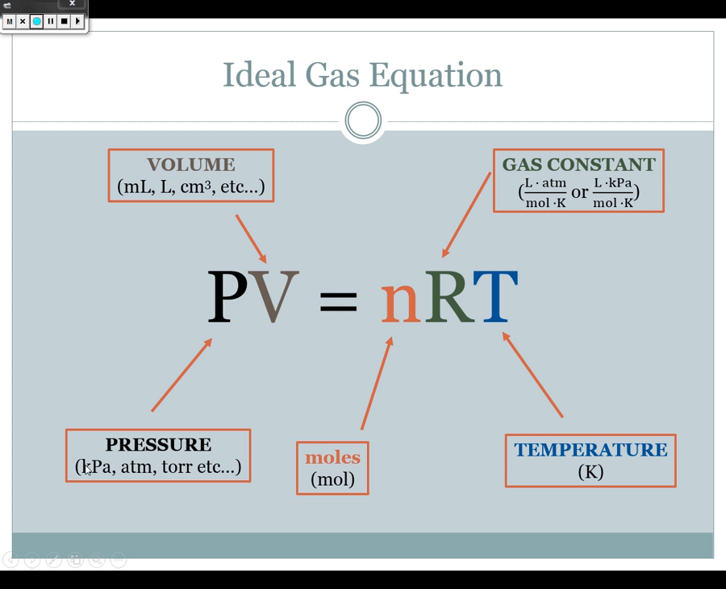So the pressure can be in kilopascals or atmospheres based on our two gas constants, and the volume has to be in liters, but you can convert it from any other volume. We're going to use this very much like our other gas laws, but we're going to be able to use it to solve for the number of moles.